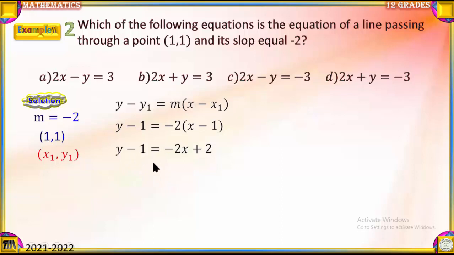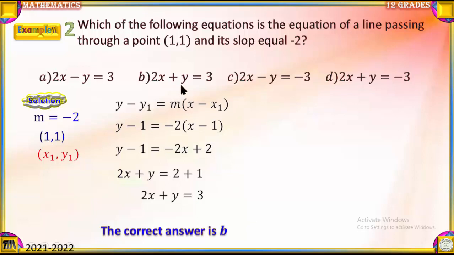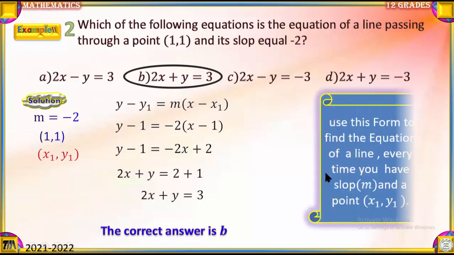Then y minus 1 equals minus 2x, minus times minus is plus 2 times 1 is 2. Take minus 2x from right to left and minus 1 from left to right. Then 2x plus y equals 2 plus 1. Then 2x plus y equals 3. We can see that the correct answer is B. Use this form to find the equation of a line every time you have a slope and a point.